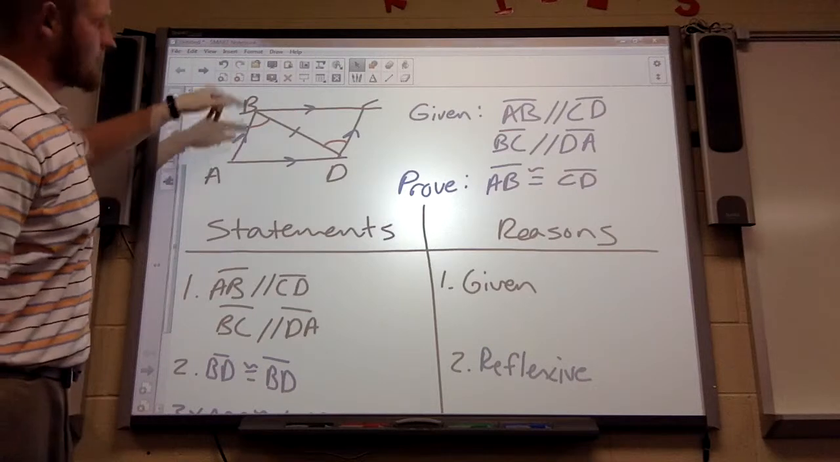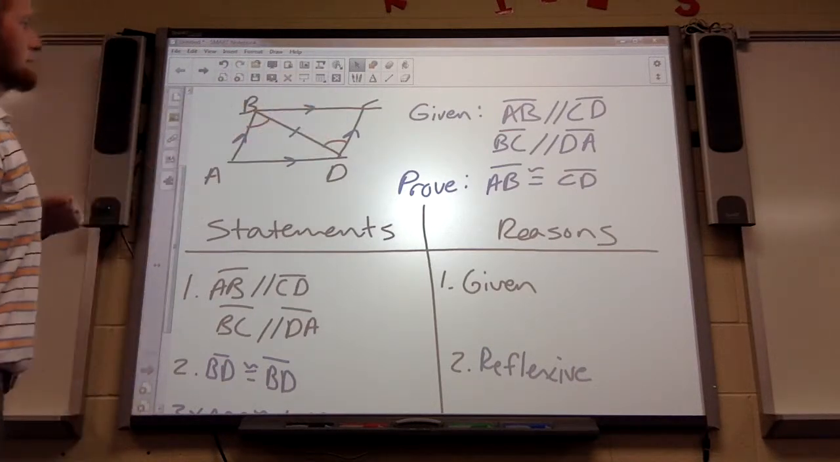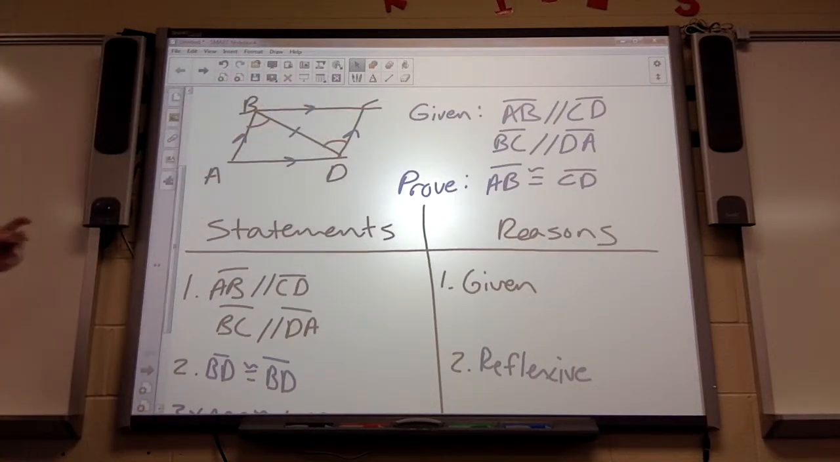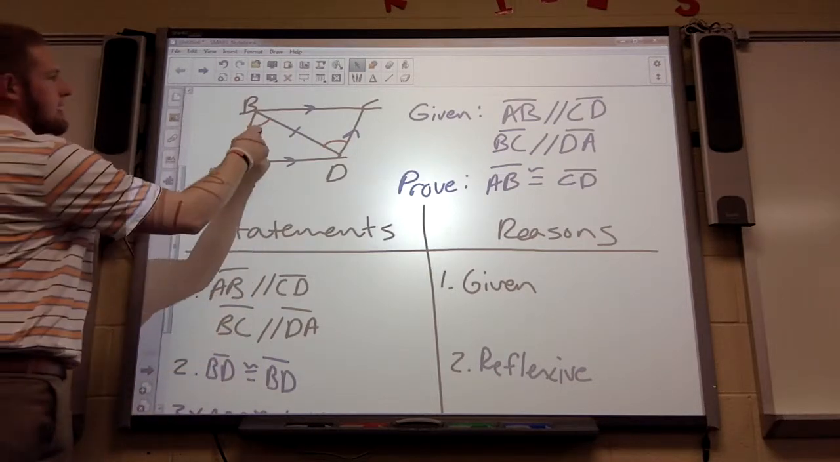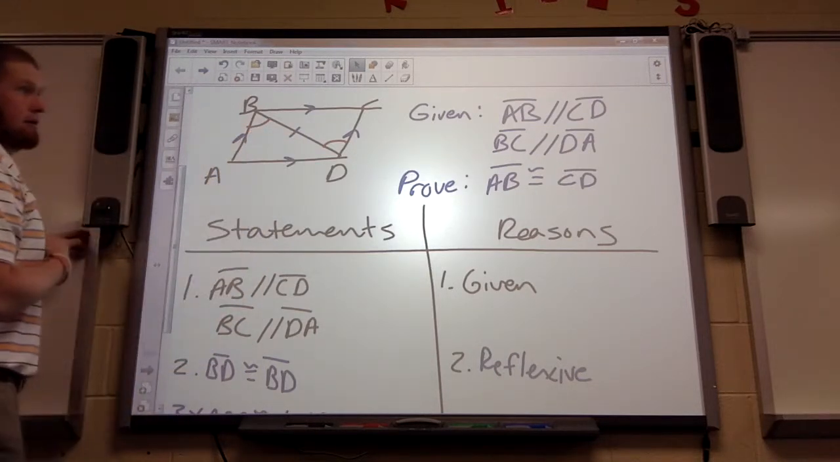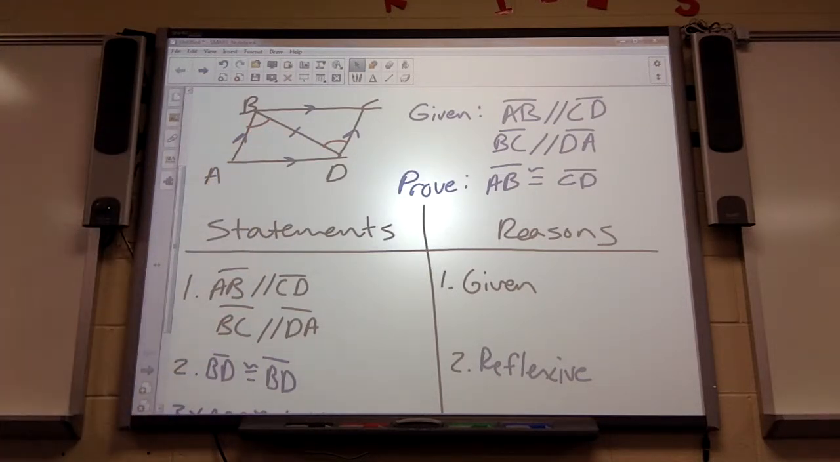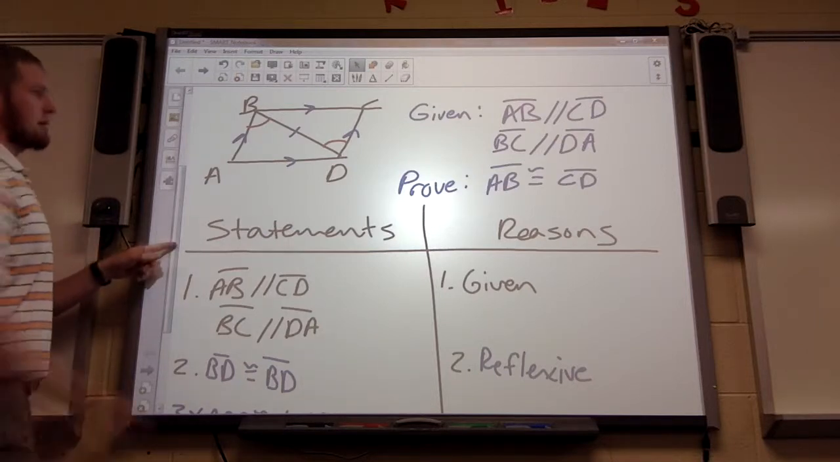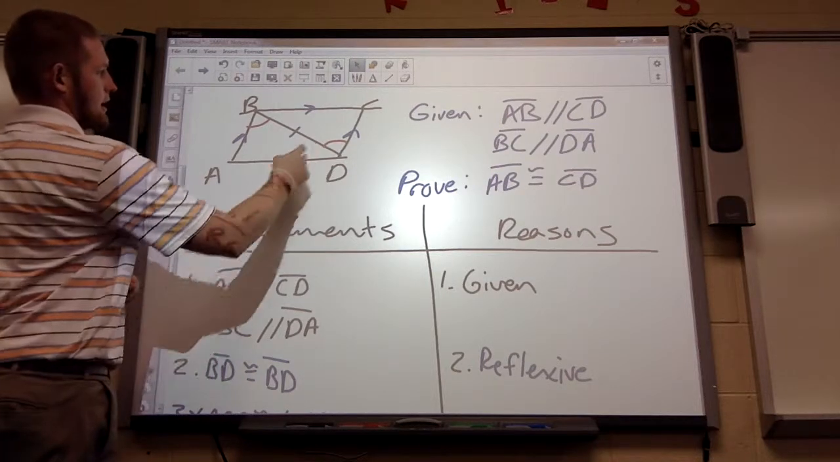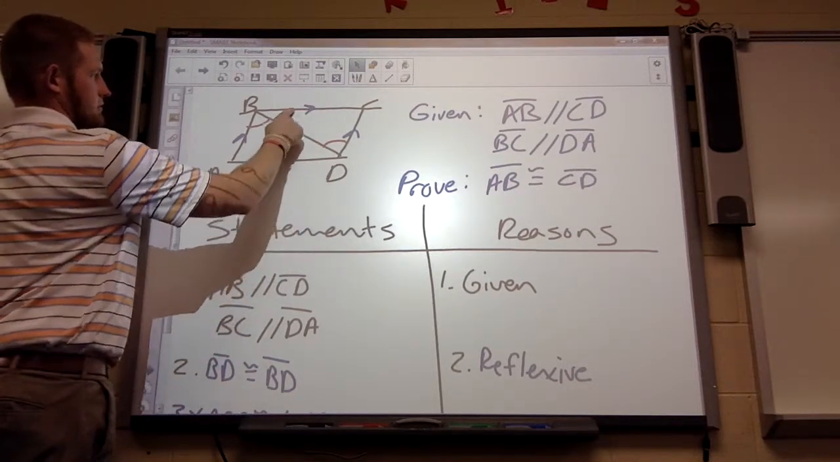Okay, well, we still don't have enough information to prove that AB is congruent to CD. We don't have enough information to prove that yet. We have an angle and we have a side, but we need something else. We need another angle. So is there any way I can prove that this angle is congruent to this angle?